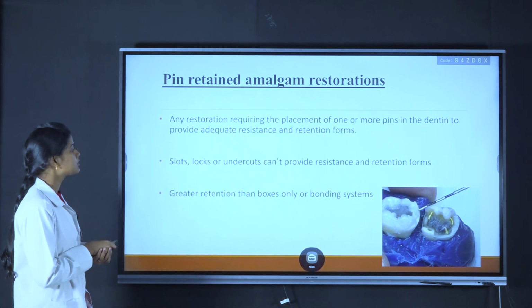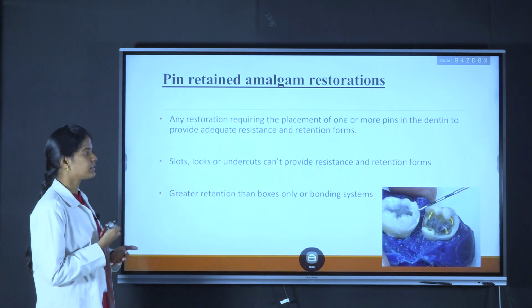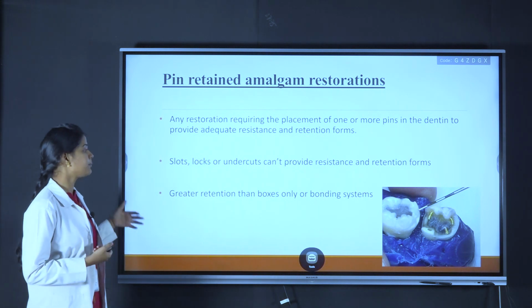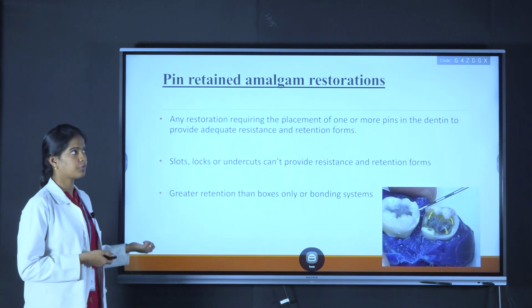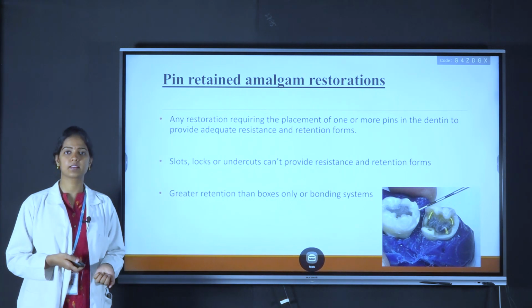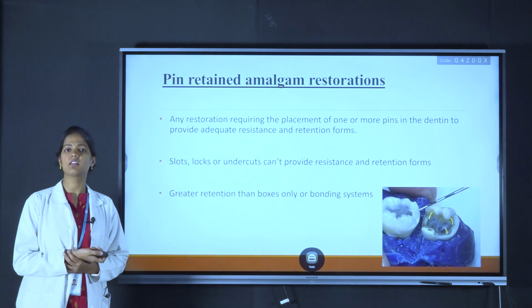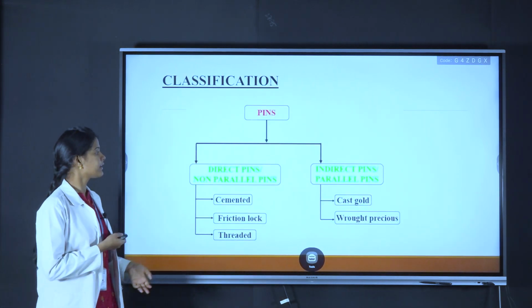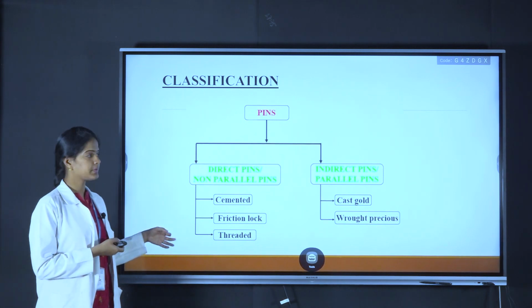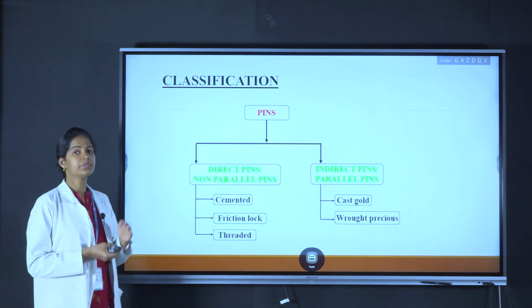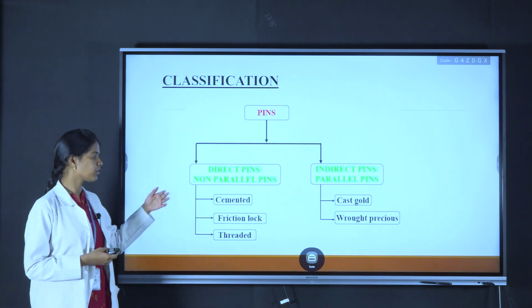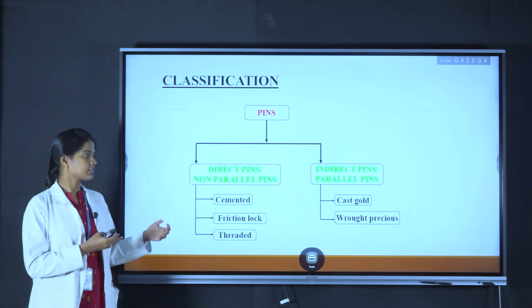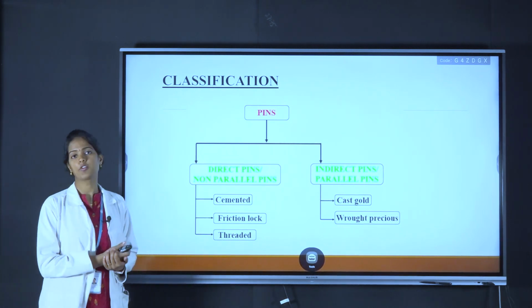Okay. So slots, locks and undercuts can't provide the resistance and retention forms that pins do. Usually these pins provide much better retention than box-only type of preparations, or in the case of bonded amalgam restorations, like composites. So coming to the broader classification, they are basically classified under direct or non-parallel pins, and indirect or parallel pins. In direct or non-parallel pins, you have cemented pins, friction lock and threaded pins. In indirect, you have cast gold type of pins and wrought precious metal alloys.